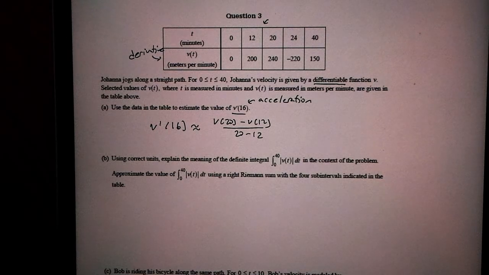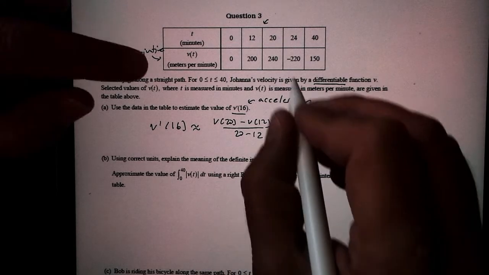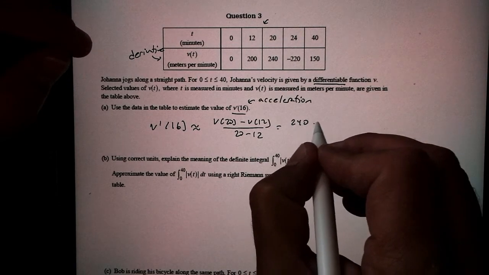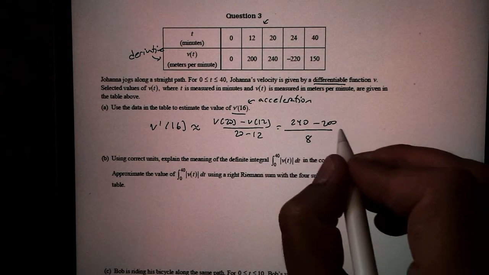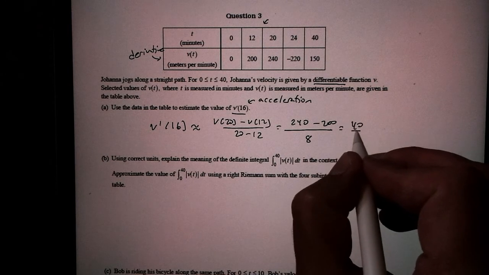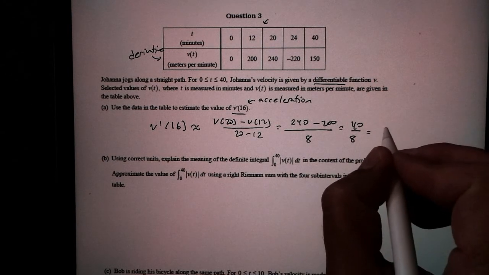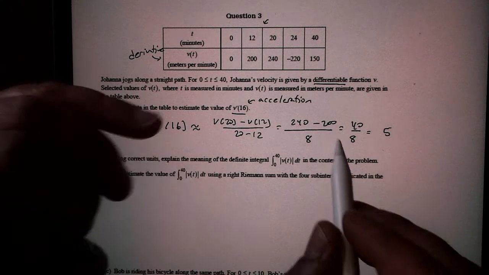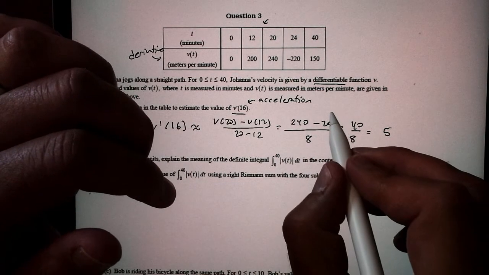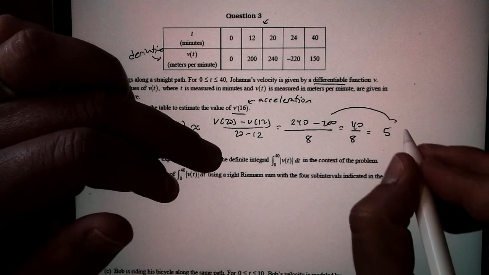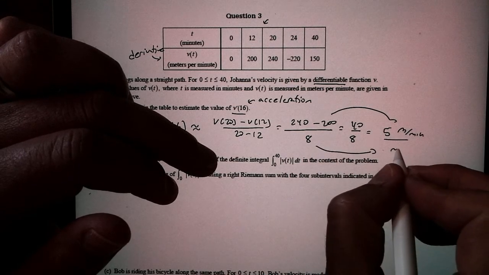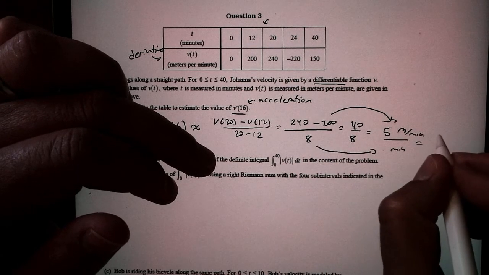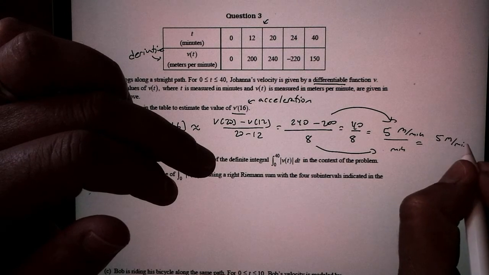Now this is non-calculator, so we've got to do the math here. So the velocity of 20 is 240 minus 200 over, and 20 minus 12 is just 8. And I can simplify this, 40 over 8, and this becomes 5. But now let's talk about units. Now I know it's acceleration, but I do like to talk about the units here. The top is my velocity, which is meters per minute. The bottom is my change in minutes. So this is going to be 5 meters per minute squared.